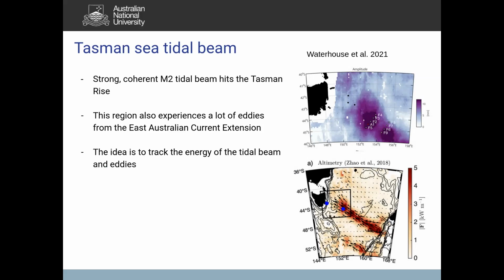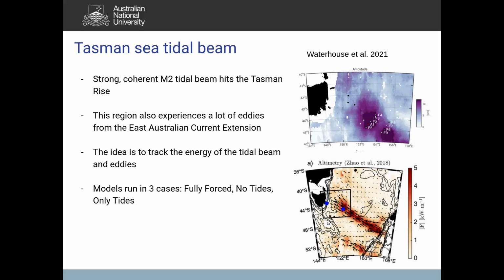We'd like to track both the energy of the tidal beam from the model and also the energy of the eddies. And so I have run the model in a couple of different cases. We have a fully forced case where we have reanalysis data on the surface and the boundaries from the Copernicus data center. We have the same forcing, but with no tides. And we have the same region, but I flatten everything, remove all the forcing, and we have only tides. So the idea is to use those three different cases to pull apart the energy pathways.